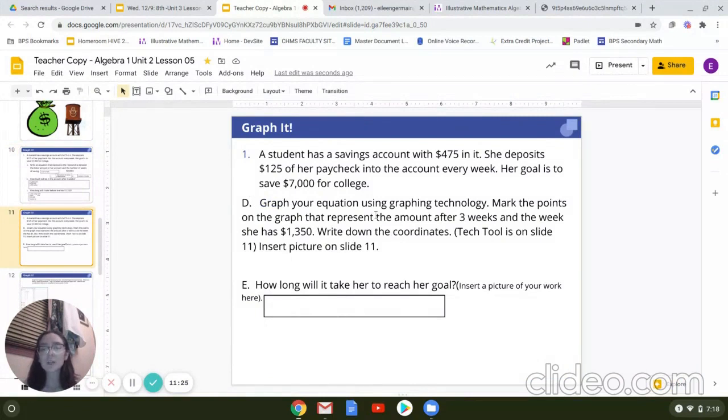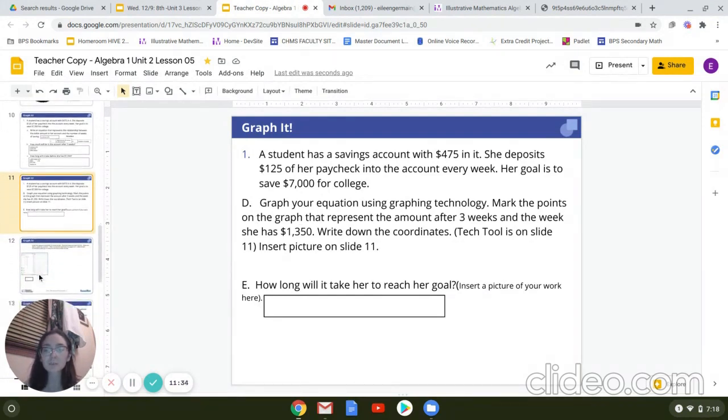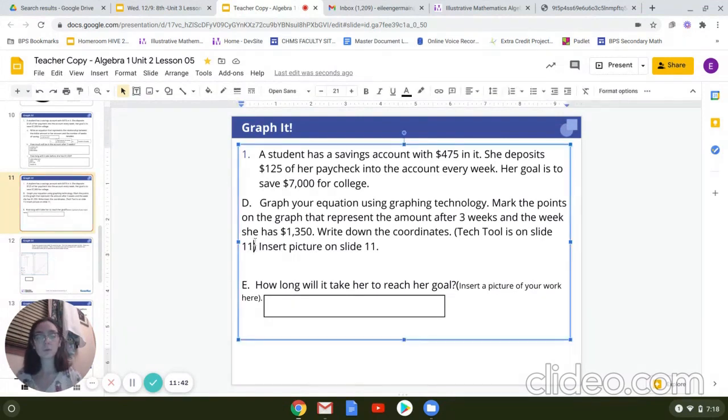Now we have to answer this question: graph this equation using the graphing technology. Mark the points on the graph that represent the amount after 3 weeks, and the week she has $1,350. Write down the coordinates. The tech tool is on slide number 12, and we're going to insert a picture of it on slide 12.